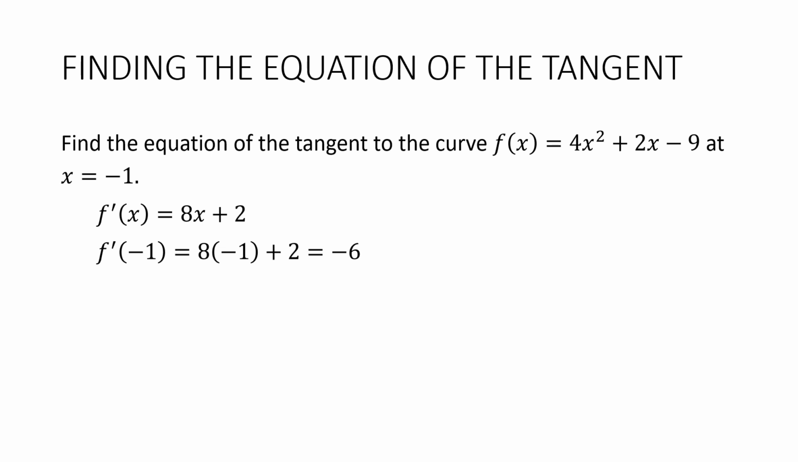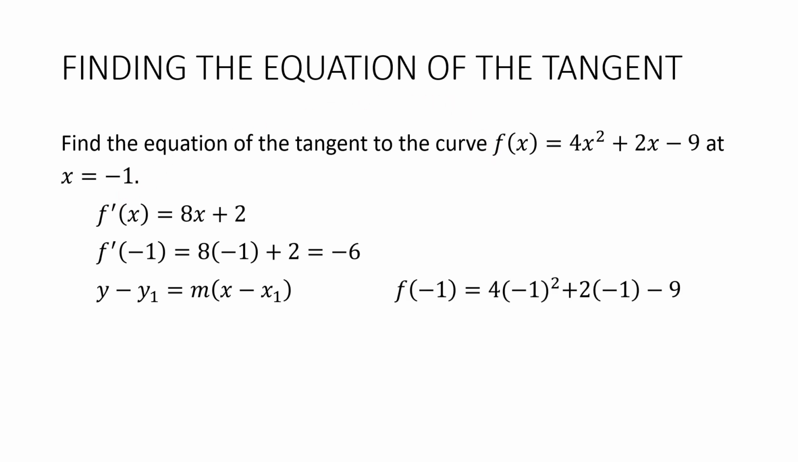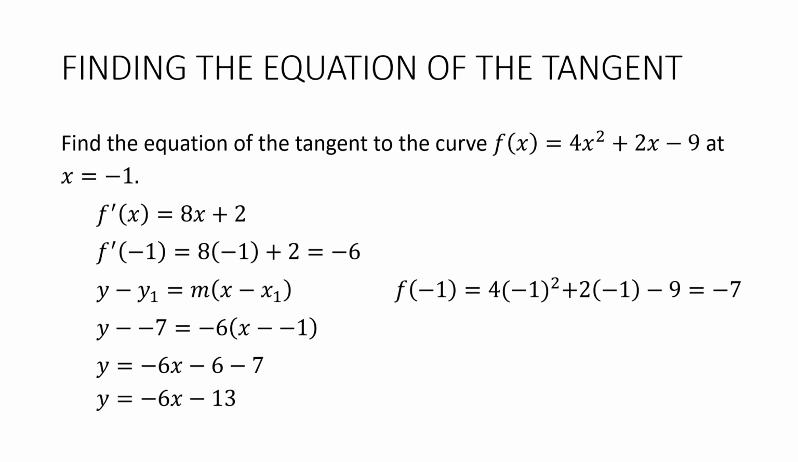Now we're going to use the point gradient formula, which means we have the gradient, but we need a point. We've only got x is equal to -1, we need to find the y coordinate, and we find that by substituting -1 back into the curve. So f of -1 is equal to -7. Now let's substitute into our formula. We have y take away -7 is equal to -6 multiplied by x take away -1. Tidying that up, we have y is equal to -6x take away 13.